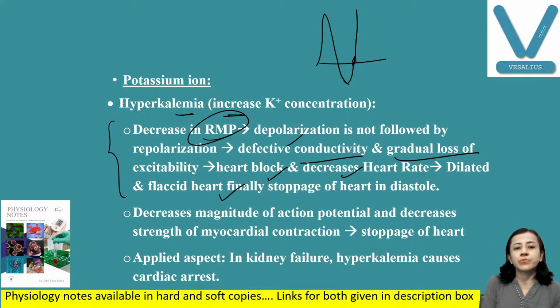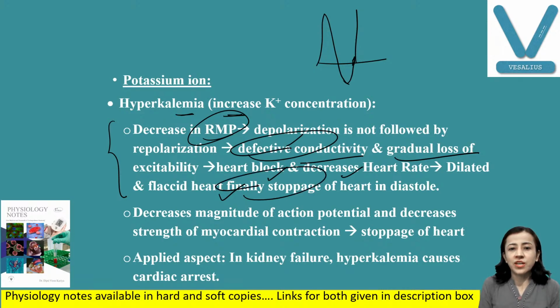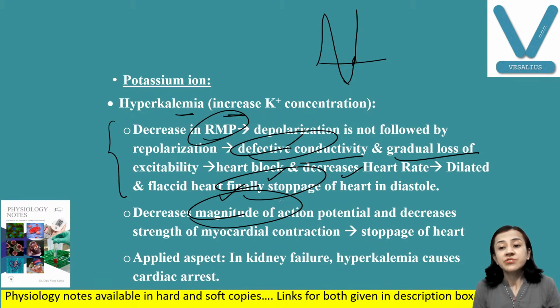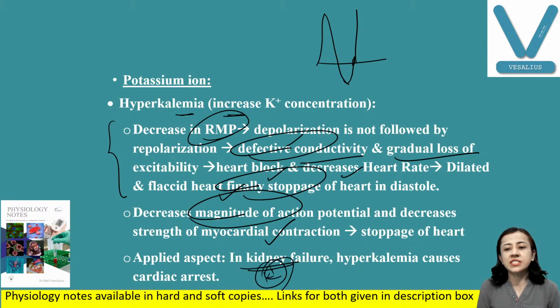These are all things you have to remember. One is defective conduction, the heart stops in diastole, and the third thing is the magnitude of action potential is also reduced, strength of the myocardial contraction is also reduced, and this is found in cases of kidney failure when potassium concentration increases, because kidneys cannot excrete potassium ions.